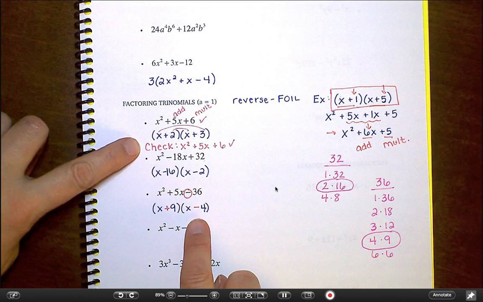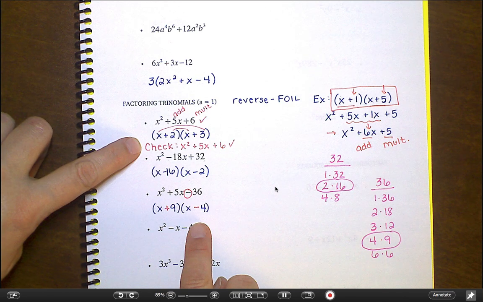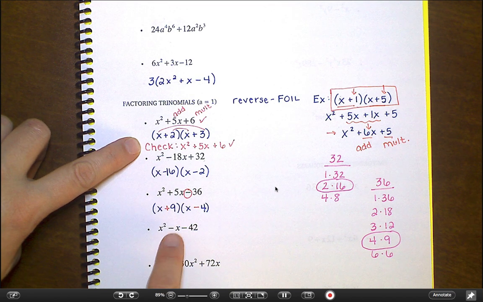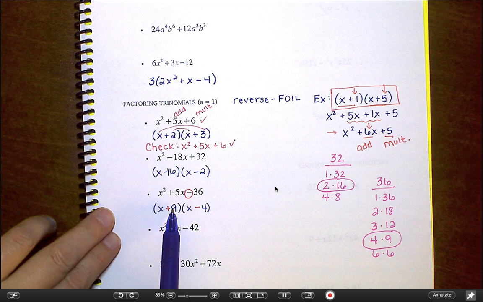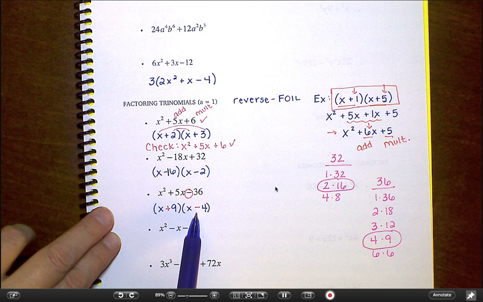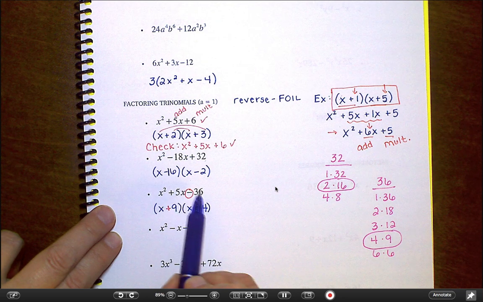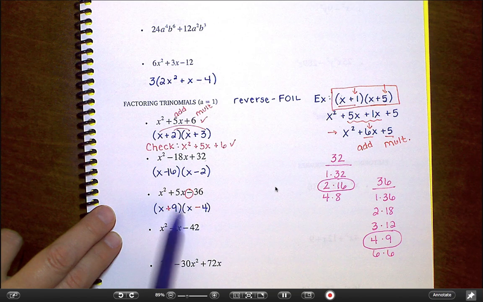Again, I don't care if you write them down on your paper, although that's not a terrible idea when you're first starting. But at least in your head, run through this multiplication and go, okay, so this would give me 9x, this would give me negative 4x, 9x and negative 4x make that positive 5. Okay, and then 9 times negative 4 gives you the negative 36. X times x gives you x squared.